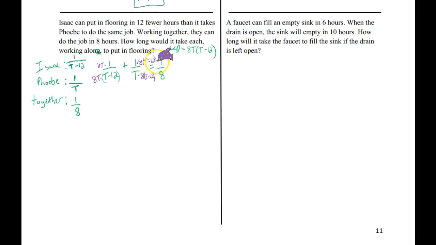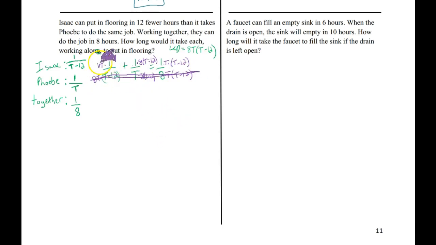Minus 12. And then this has the 8. It needs to be multiplied by t and t minus 12. Whatever I do in the denominator, same thing in the numerator to keep it equivalent. So this is all multiplication. Alright, they all have 8t, t minus 12. Once all the denominators are the same, I can multiply everything by the LCD and clear out those fractions.